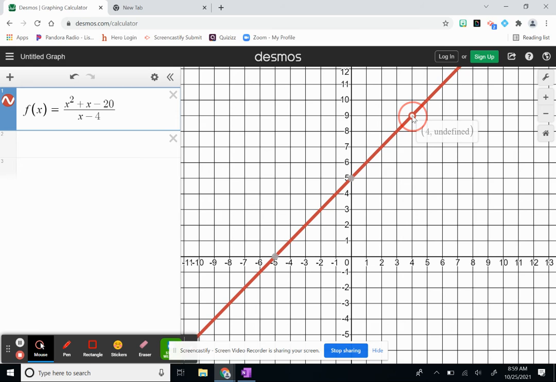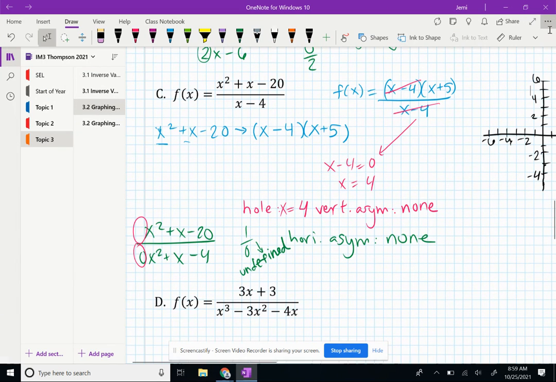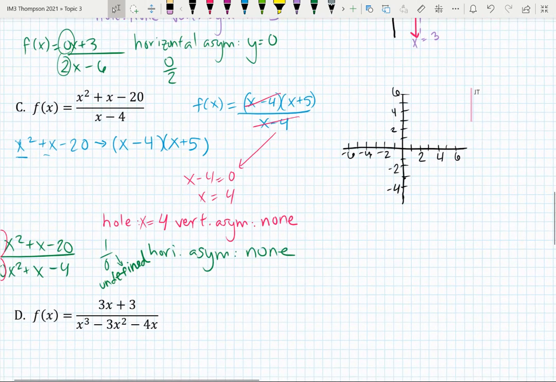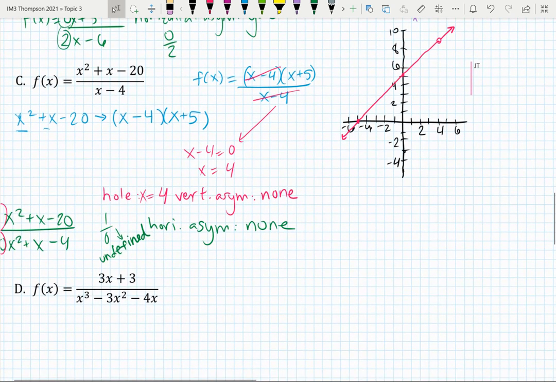So this is going to be a line with an x-intercept of -5 and a y-intercept of 5 and a hole at 4. I did not draw my graph big enough. Let's fix that. All right, so I have an intercept here and an intercept here and a hole at 4, 9. Definitely a different looking rational function.